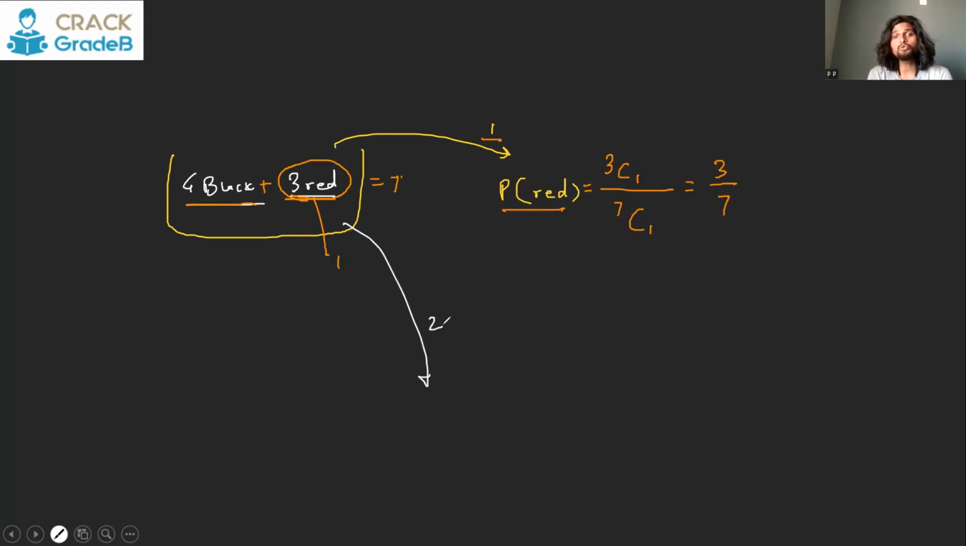But if you, let's say, draw 2 balls, and it asks what is the probability that 1 is black and 1 is red?